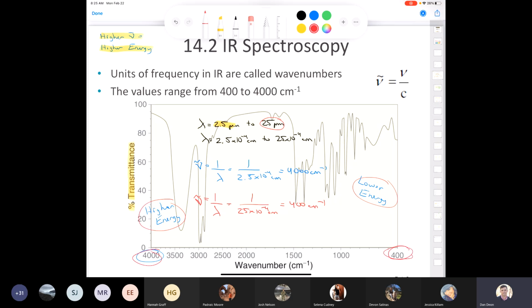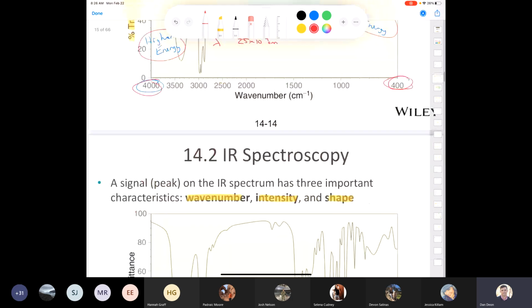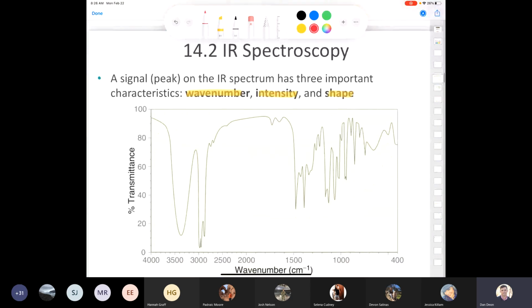And the whole reason why I'm going over the math here, which isn't covered in its entirety in our textbook, is because I'm going to use the words like high energy, high frequency, right? I'm going to use those words from time to time in this class. All right. Now, if we look at the peaks or the signals or the absorbances in the infrared spectrum, there's 3 important characteristics that we're concerned with in our class.